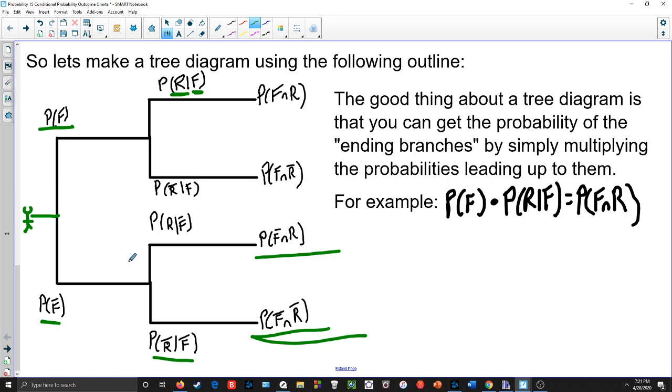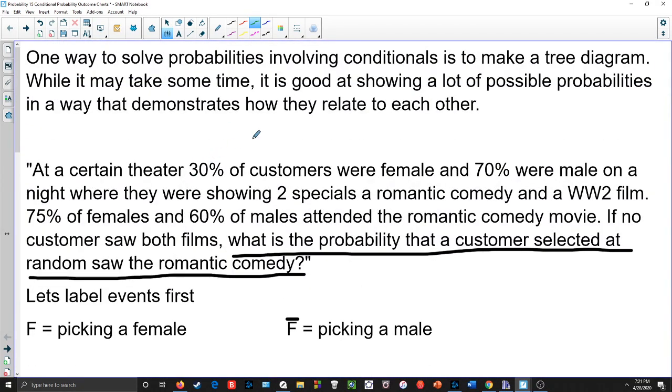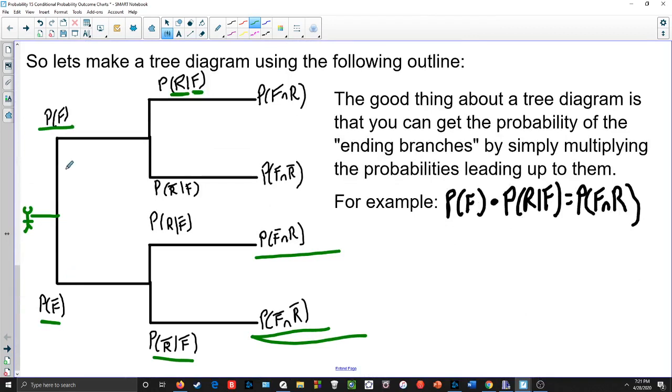The only reason I did it this way, and the only reason we follow this path here, is because we know a little bit more about the gender breakdown. 30% were female, 70% were male. So we have a little more information on that. So I decided to make that my first split because I want to start with information that I know right off the top. So again, usually the first split is the split you know the most about, which in this case is the gender split.